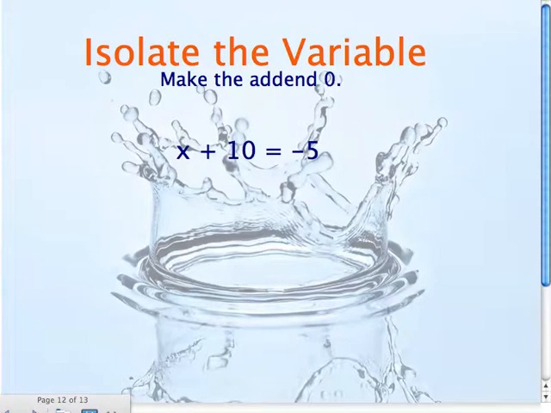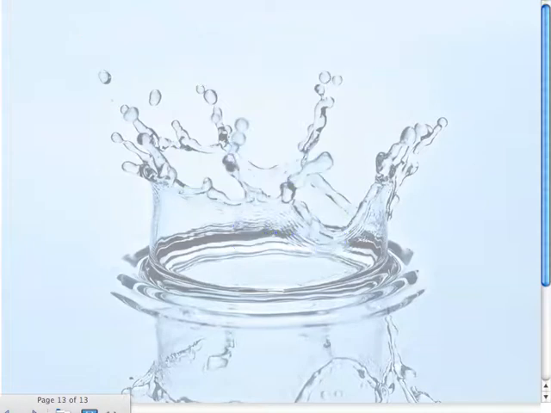All right, x plus 10 equals negative 5. So I'm going to add the opposite to both sides. And I get x equals negative 15, because they're both negative, so they're going to add up to a bigger negative, negative 15. All right, so we got our one step down. Now let's go into the two-step.